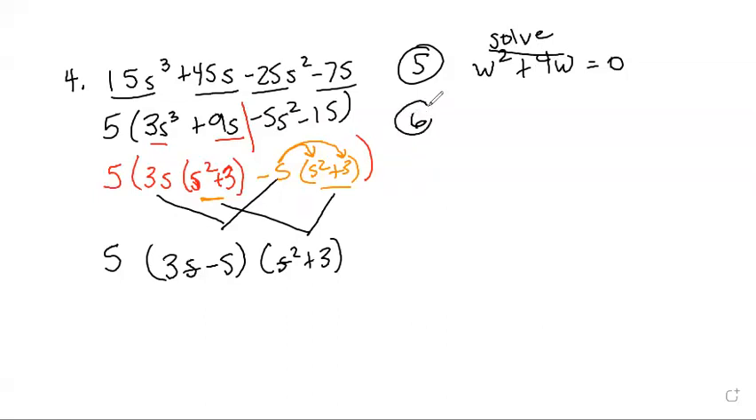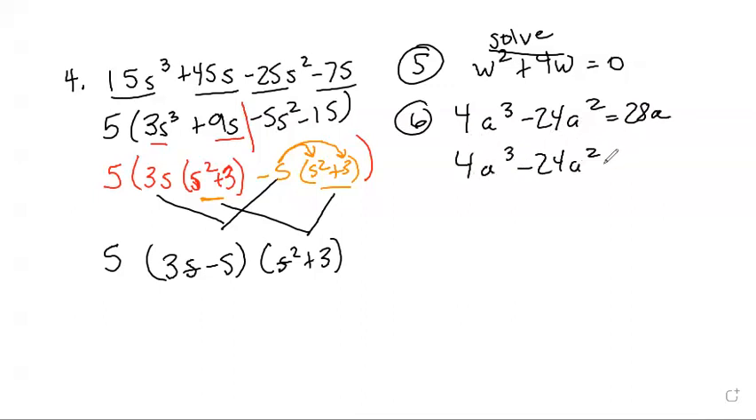All right, number 6. Number 6 says 4a to the third minus 24a squared equals 28a. I feel like on this one, if we just move the 28a by subtracting it and setting it equal to 0, if it's asking me to solve this, the graphing calculator does that one for you too, if you just use the polyroot finder right under your apps. So we're good with that one, right?